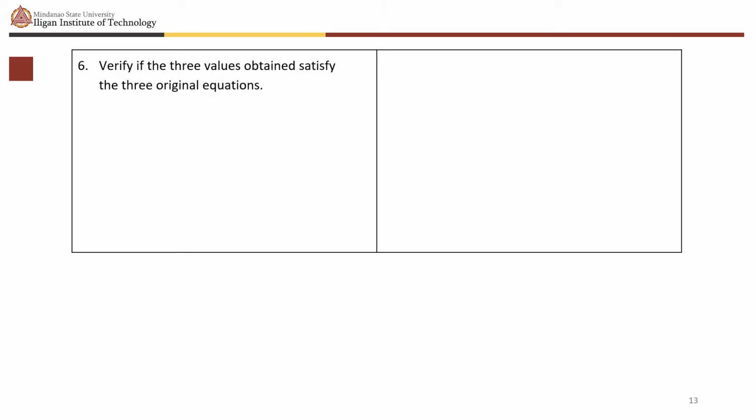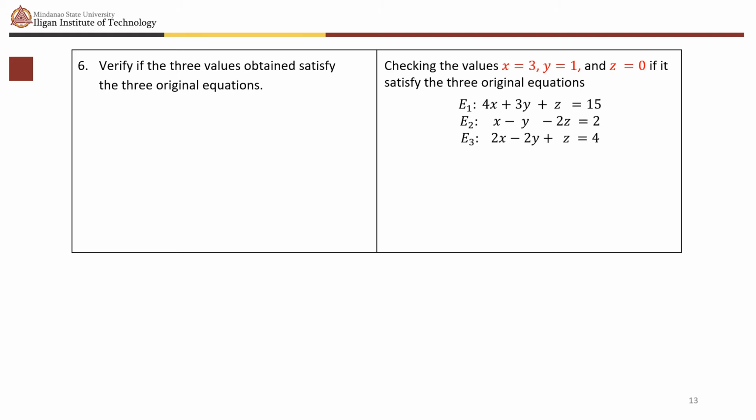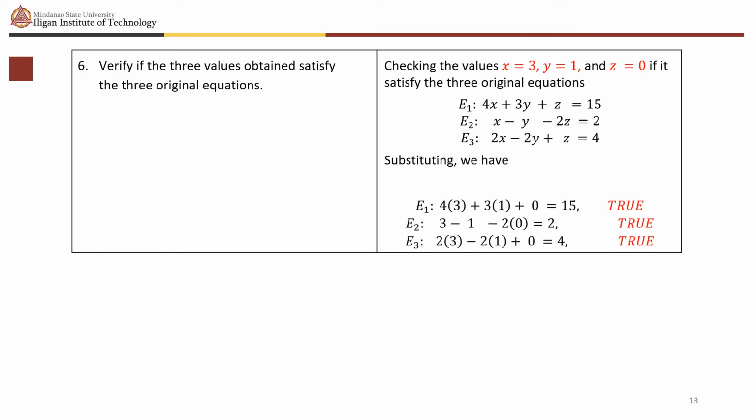So now, we verify if the three values obtained satisfy the three original equations. So checking the values x equal to 3, y equal to 1, and z is equal to 0, if it satisfies the three original equations, we have e sub 1 is 4x plus 3y plus z is equal to 15, e sub 2 is x minus y minus 2z equals 2, and e sub 3 is 2x minus 2y plus z is equal to 4. Doing that, when we substitute, we have the following.